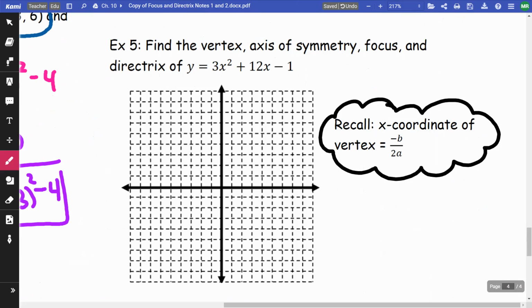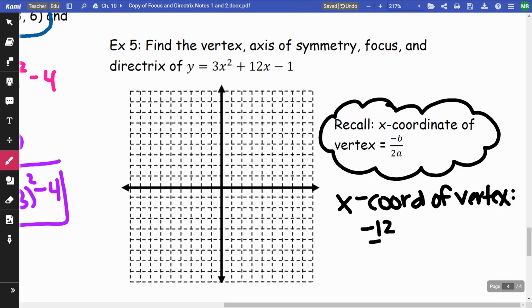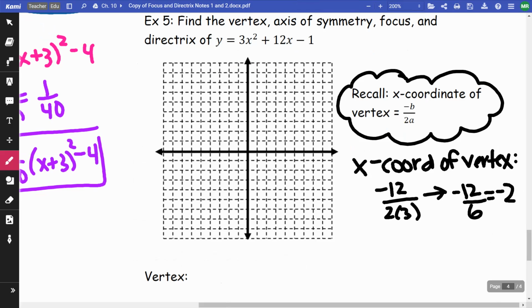So if I want to answer the same questions we did for example 4, which was in nice graphing form, and this one's not, I don't have to complete the square first. I know that the x-coordinate of my vertex is going to be negative b. Well, what's my b? 12. So negative 12 over 2a. What's my a? 3. And this is going to be negative 12 over 6, which is negative 2. That is going to be the x-coordinate of my vertex.